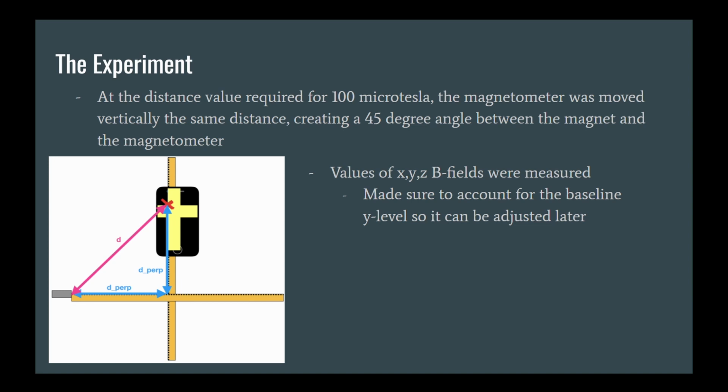We also had to do the 45-degree experiment, so we found the distance required for 100 microtesla, and then we moved the magnetometer the same amount vertically. This created a 45-degree angle between the magnet and the magnetometer. Then the values of the X, Y, and Z B fields were measured, and we had to account for the baseline Y level just so it can be adjusted later.